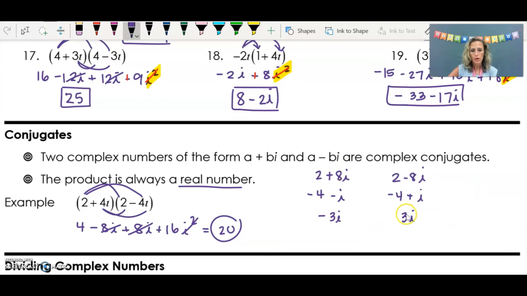We're going to use the complex conjugates to rationalize the denominator on quotients involving imaginary numbers and complex numbers, and so I'll show you how to do that coming up.